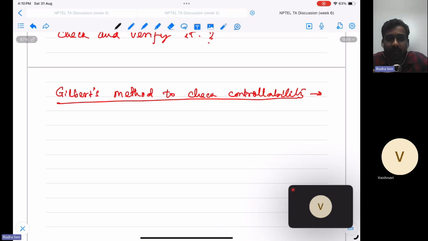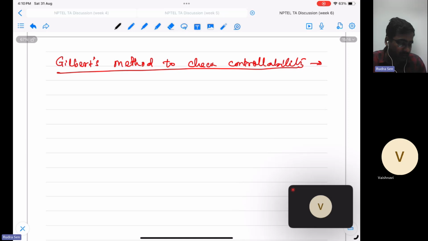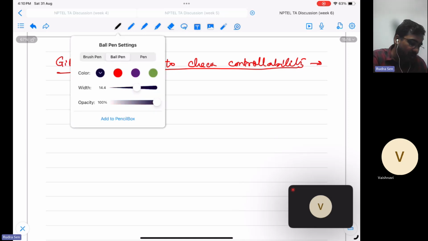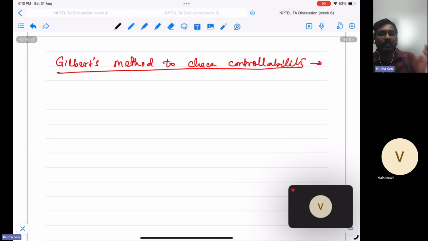Am I perfectly audible, right? Okay, so I assume that you do not have any query. So I just move to Gilbert's method to check the controllability.